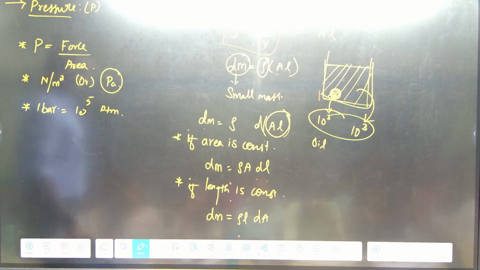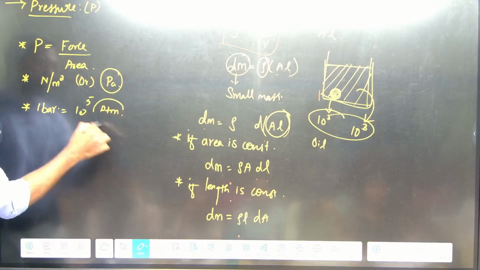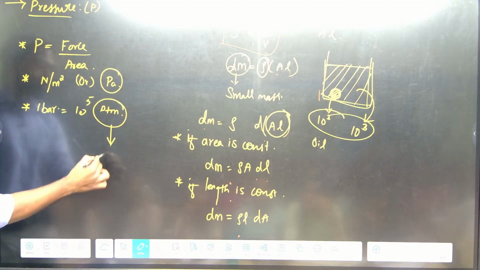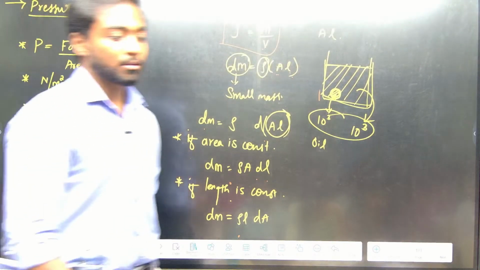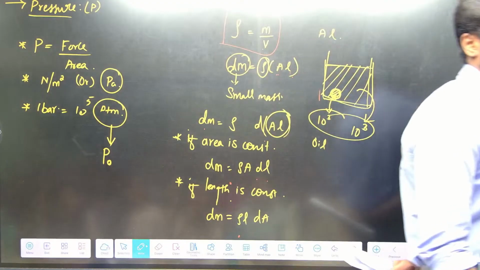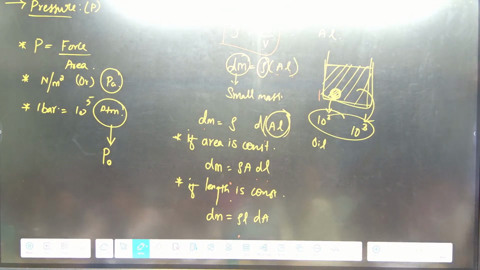Okay. And this atmospheric pressure is there, no? This one we usually write in terms of P naught in this whole lesson. Throughout the lesson, we will use P naught as atmospheric pressure. So wherever we see rho, it is density, P naught, it is atmospheric pressure, okay.